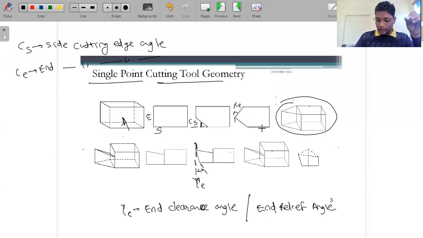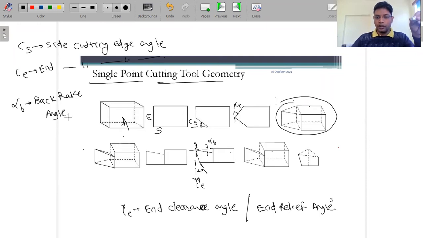So we call this angle, when you see it from the horizontal, this angle is created. We call this angle alpha b, and this alpha b is nothing but the back rake angle. Back rake angle.